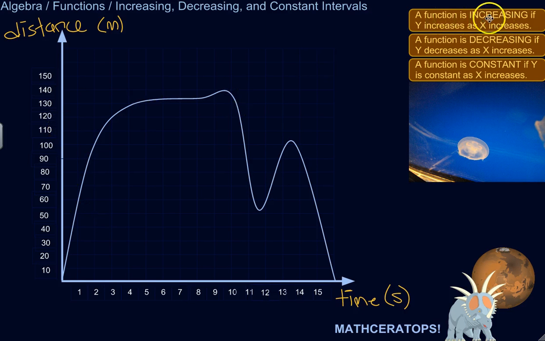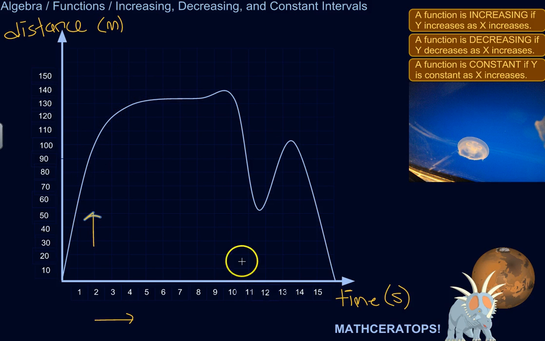A function is increasing if y increases as x increases, or as the output variable increases as the input variable increases. So in this direction, x is increasing. As the function moves this way, if the y values are getting bigger and bigger, it's an increasing function, or the function is increasing over that interval.